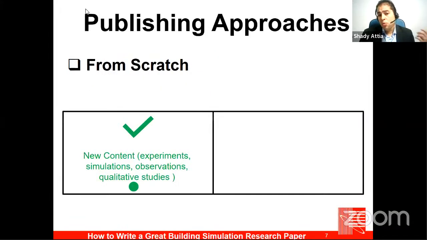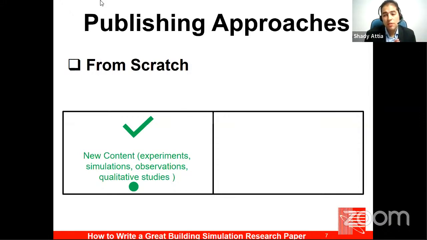Now, what are the approaches that people follow to write a paper? There are different approaches. I'm not here to tell you what is right or wrong, but I'm just making you more conscious and aware so that you make more conscious choices.